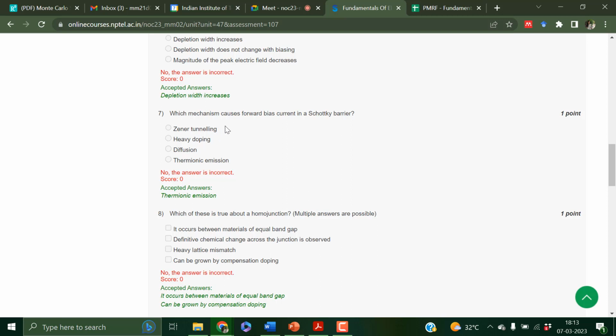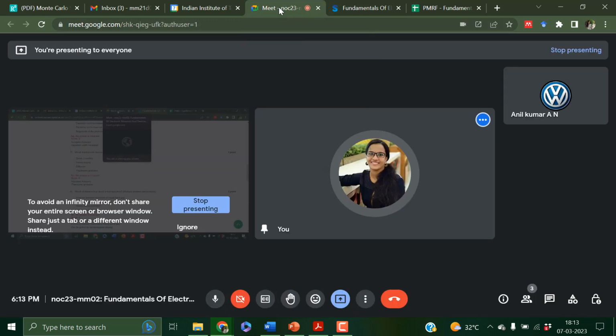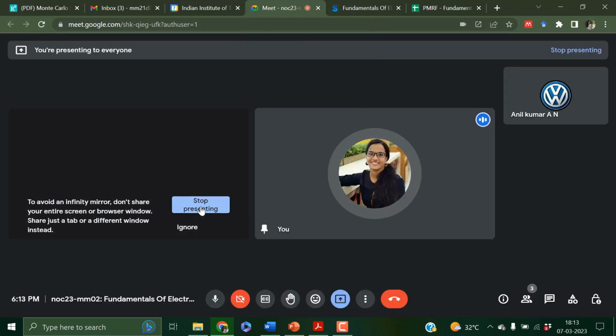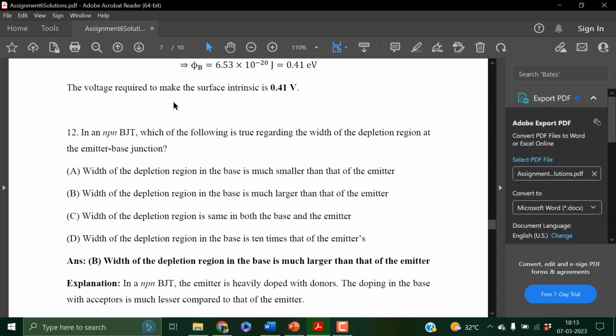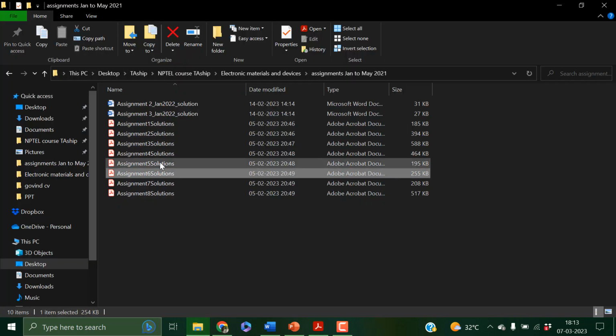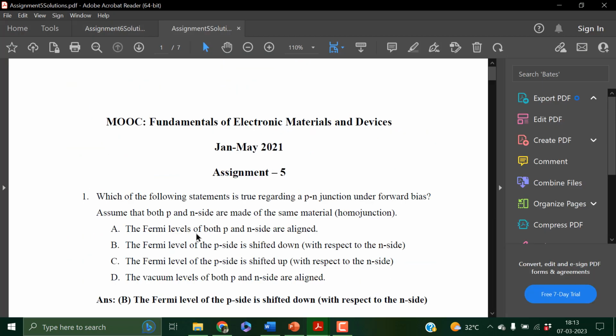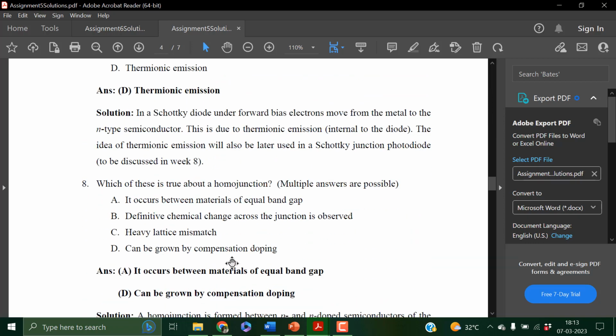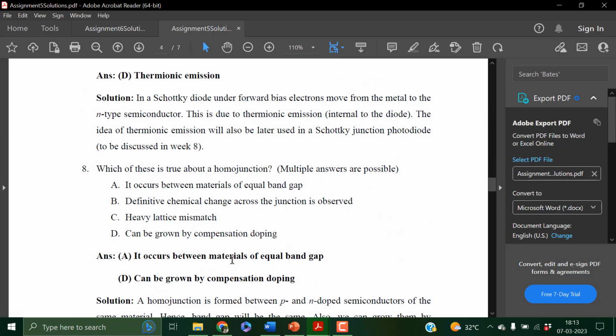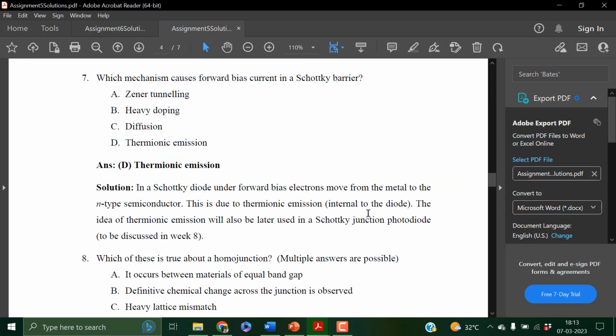Yes, ma'am. Okay, now let me check the answer sheet once more. I'll stop presenting and check. Actually, as per what I know, ma'am, thermionic emission is during reverse bias. Since in reverse bias, the only current that flows is due to thermionic emission.